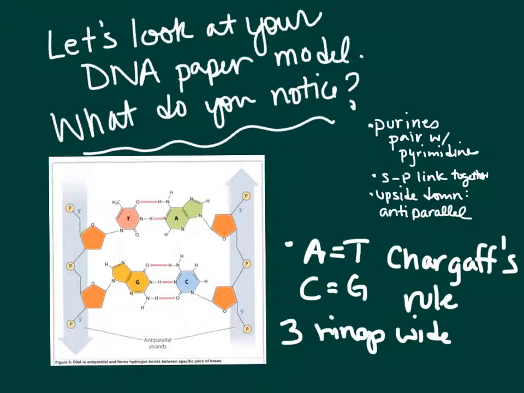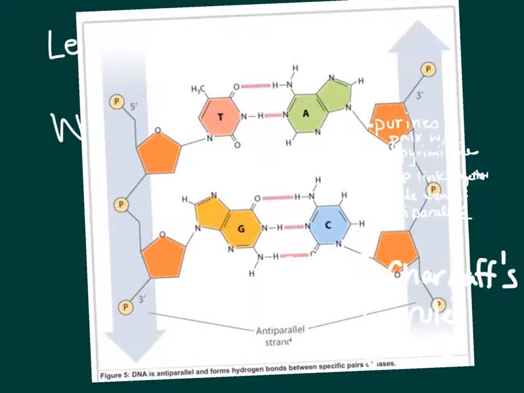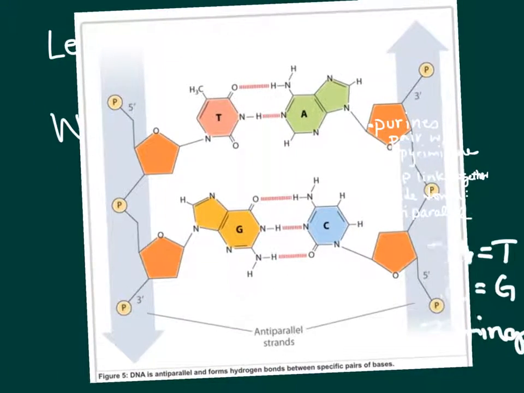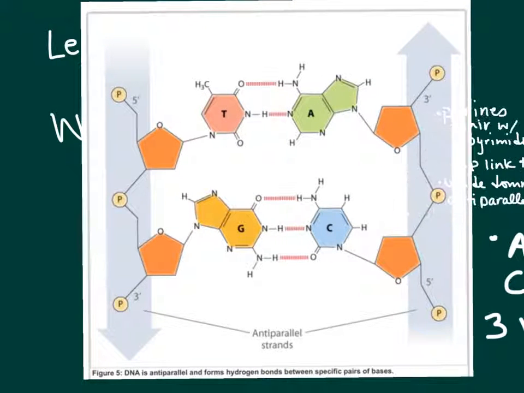If you had 2 purines together, it was 4 rings wide, right? And would your sugars and phosphates line up to make nice even lines if you did that? No. So it's a base pairing mismatch. This particular diagram, we'll make it a bit bigger so we can look at it more closely, shows us our anti-parallel base pairing.